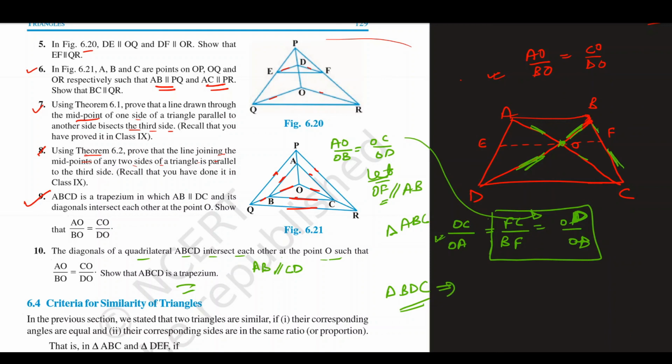Hence OF is parallel to DC from theorem 6.2. As this condition is true, OF is parallel to AB and OF is parallel to DC. This implies AB is parallel to CD. Hence this is a trapezium.